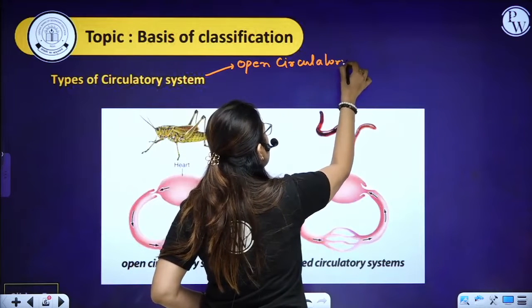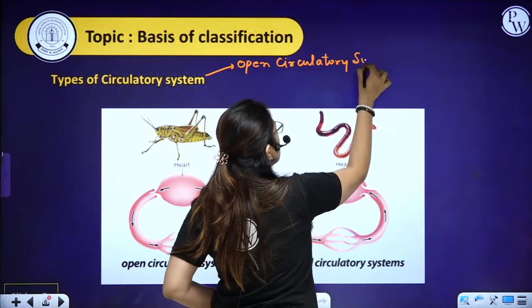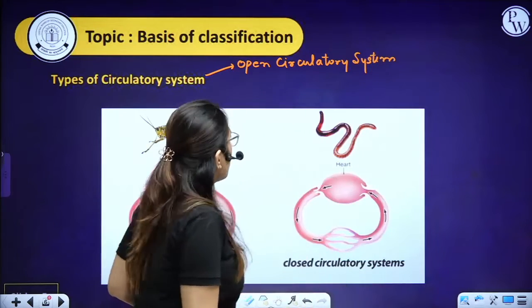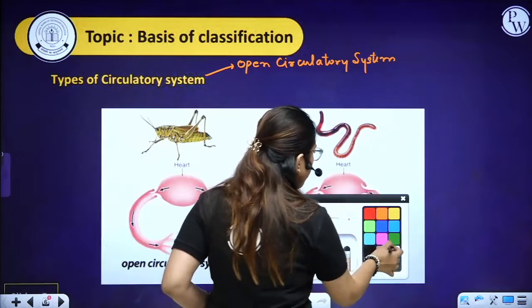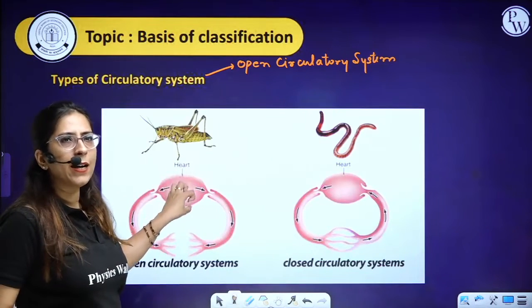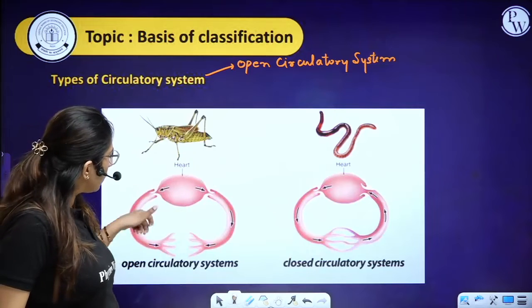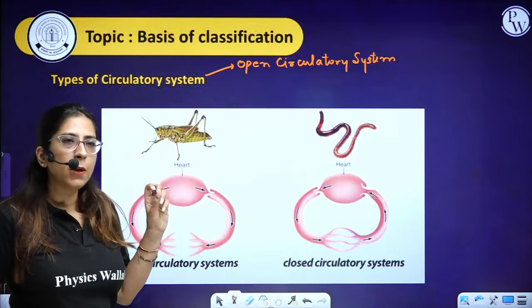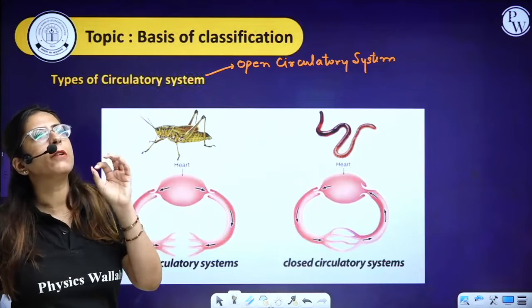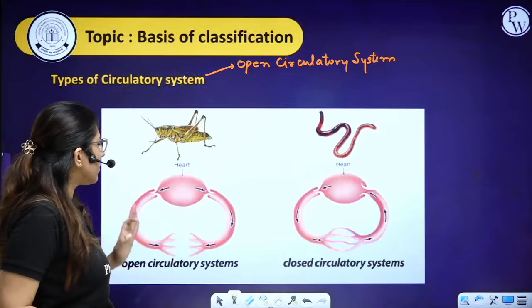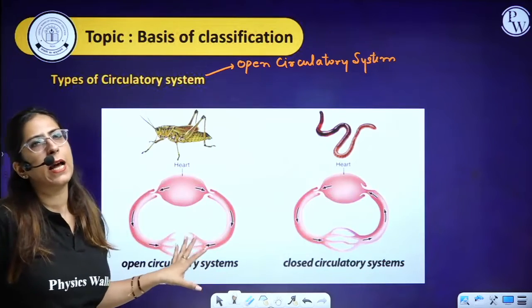Open circulatory system. So open circulatory system means what? It means that the heart is there. The heart has pumped the blood. It will go into vessels and now the blood will be in direct contact with the tissue, the body cells. So that means capillaries are absent.